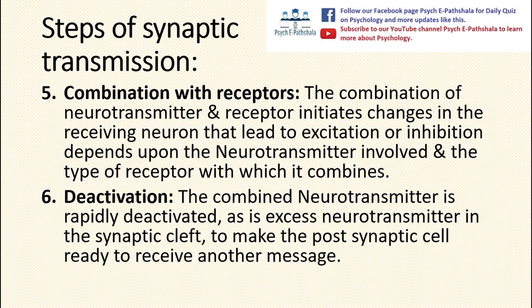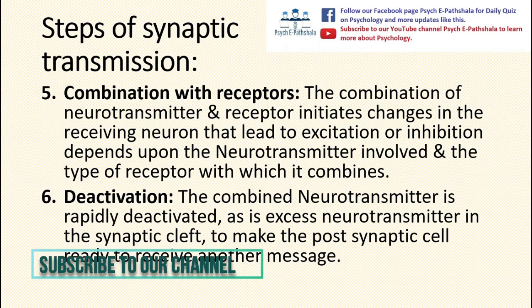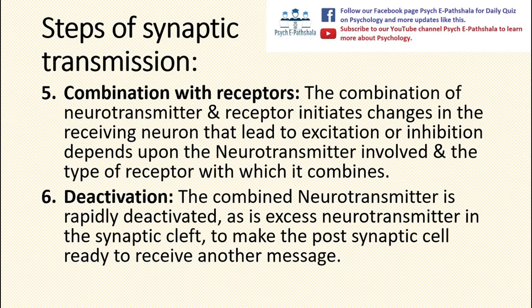The next step is combination with receptors. The combination of the neurotransmitter and receptor initiates changes in the receiving neuron that lead to excitation or inhibition, depending on the neurotransmitter involved and the type of receptor with which it combines.